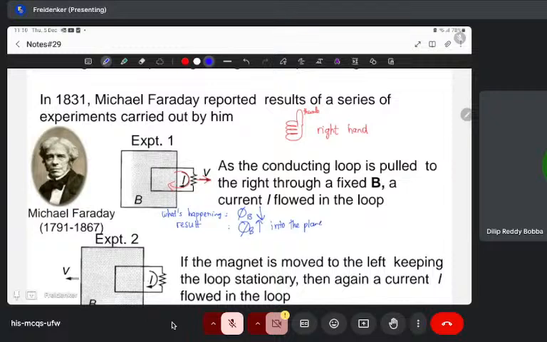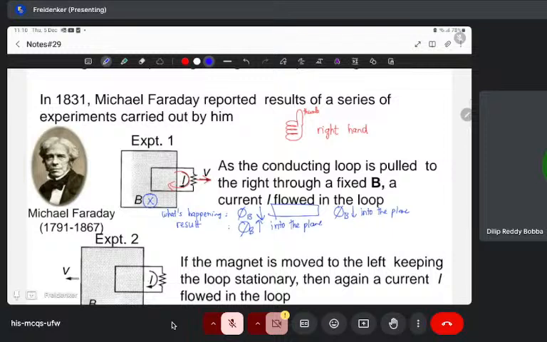So why would it do that? Only if it wants to negate something. So that means something that is opposite to the result is happening. What is opposite to the result? Opposite to the result is magnetic flux is decreasing in the direction into the plane. So the direction of the magnetic field is into the plane.